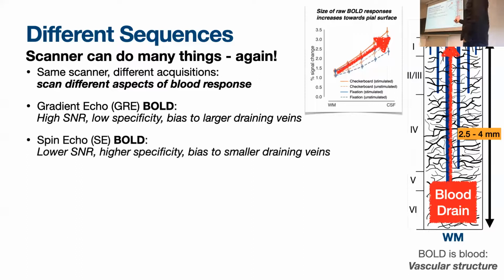There are other ways that we can scan, and so in the physics lecture, we'll try to show you a bit about the difference between these two. But we have another way of scanning, which is called spin echo, which is less biased to these larger veins. So you don't have this bias where you're only recording stuff from there, but it also has a much lower SNR. So there is always this trade-off. How much do I value my specificity, and am I willing to torture my subjects for longer?